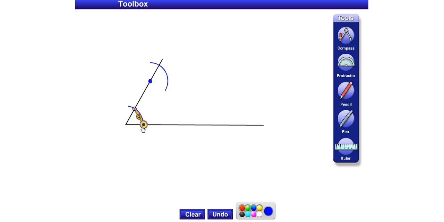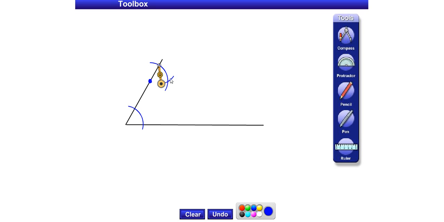What we're going to do is take our compass without changing the compass setting, put the point in the same spot on the top arc. Then here's where we're going to draw our arc. Now since we had put the pencil at the bottom part of the angle on the bottom line, the point where these two arcs intersect will be the same place and construct a congruent angle.